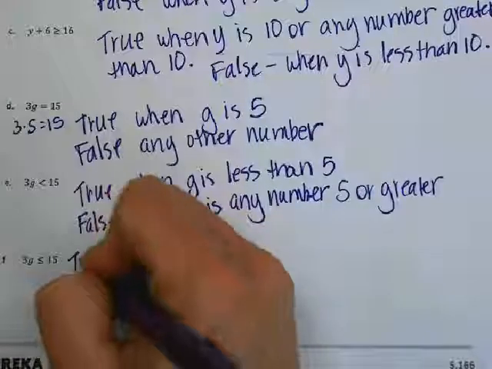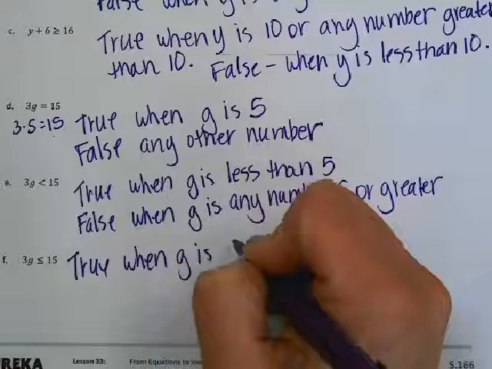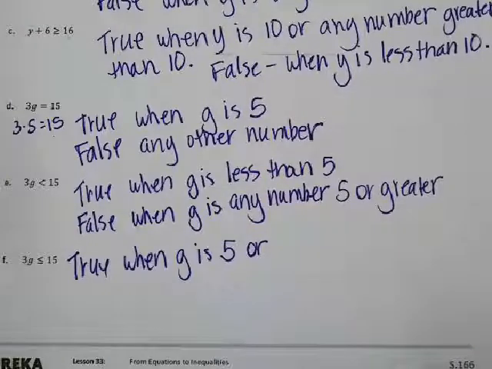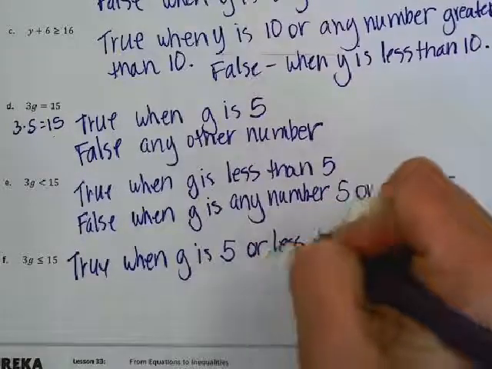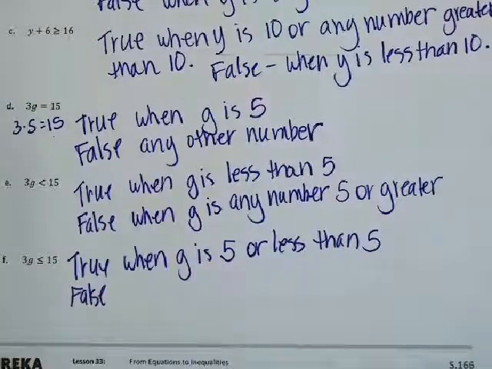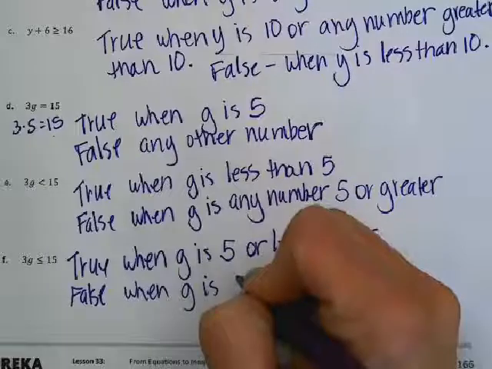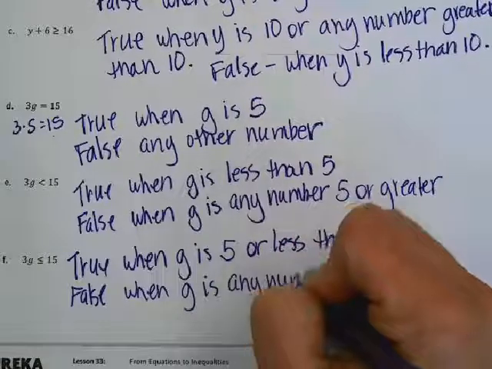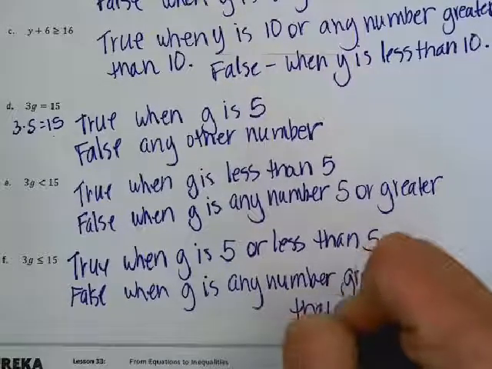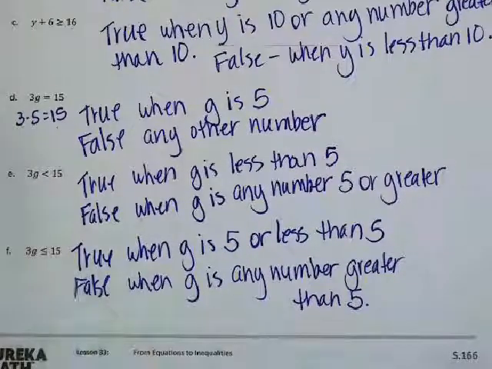So that means this number sentence will be true when G is 5 or less. So any number 5 or less than 5 would make it true. It's going to be false when it's any number greater than 5. False when G is any number greater than 5. Because a number greater than 5 is going to give an answer or a product greater than 15. And we want a product that is less than or equal to 15.